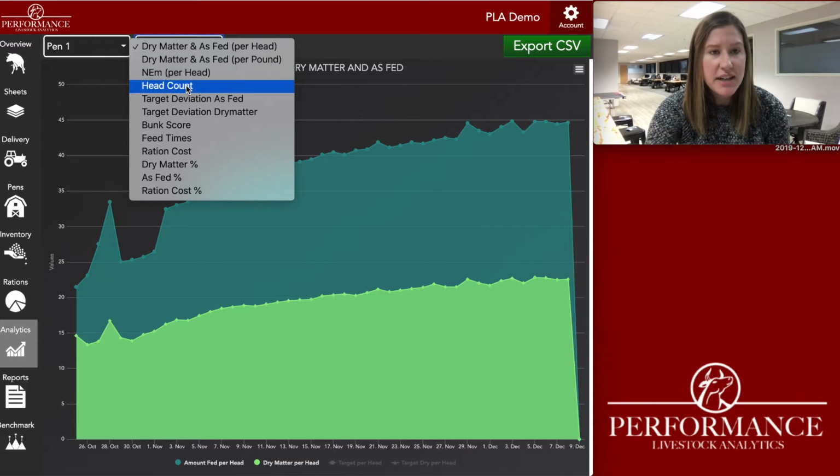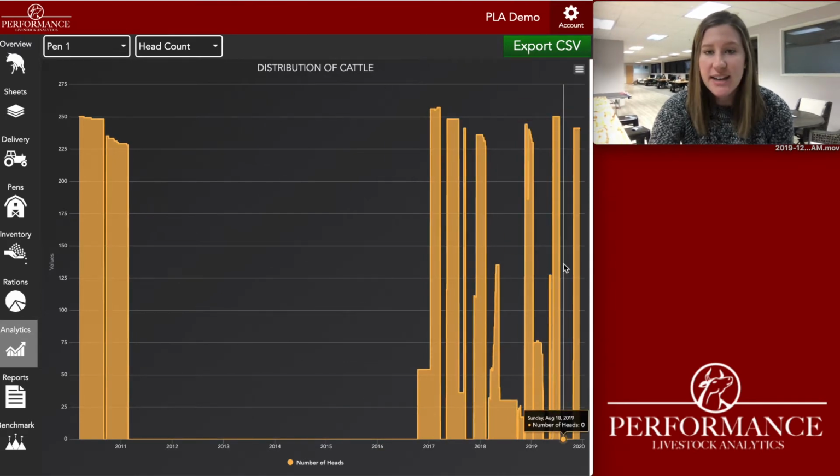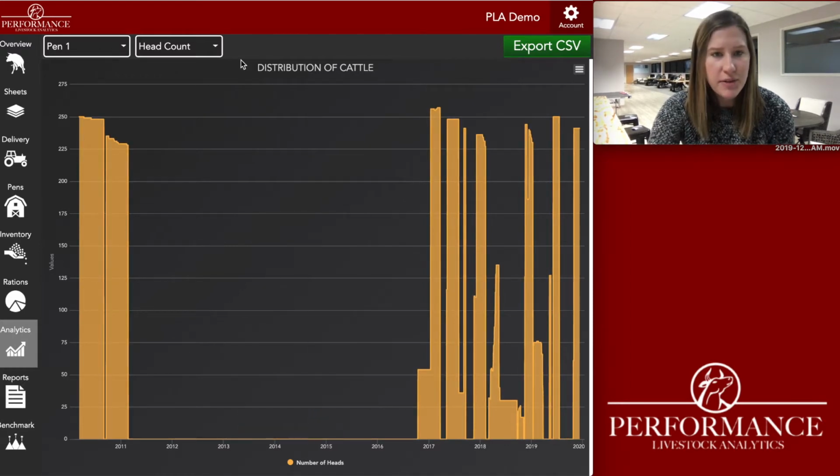A great tip here, this head count, it's always just nice to help backtrack where your group is at any given time, what this pen is up to. So I have 241 head currently in this pen. Really just gives you that quick overview.